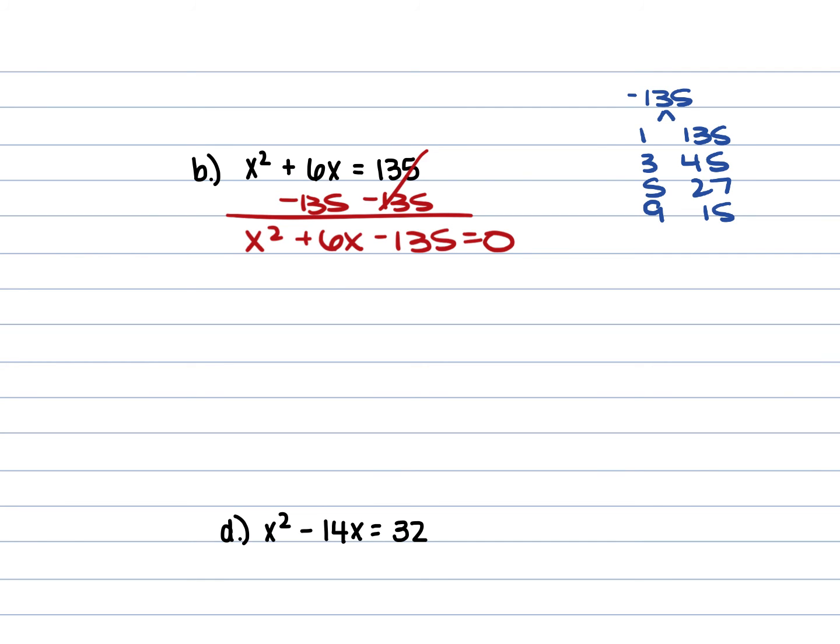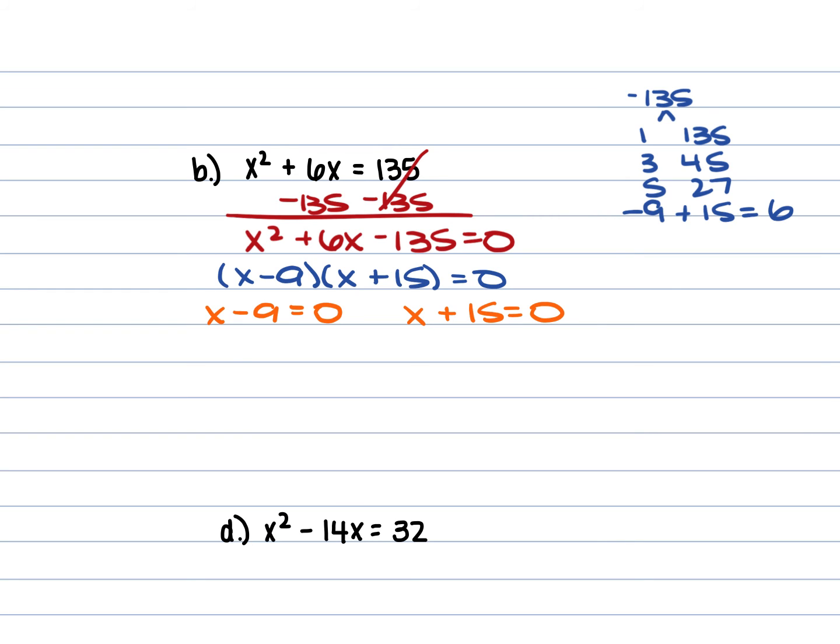So if my 9 is negative and my 15 is positive, that's going to give me my 6 that I'm looking for. So this factors out to be x minus 9 times x plus 15 is equal to 0. We're going to set each of these equal to 0. So x minus 9 is equal to 0. X plus 15 is equal to 0. And we solve. So we add the 9 to each side, and we get that x is equal to 9. Subtract the 15 from each side. And we get that x is negative 15 as well.